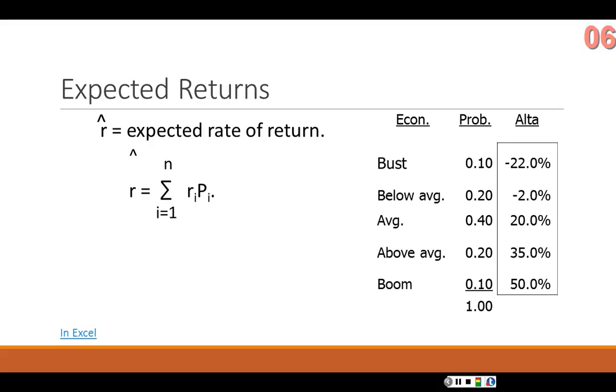So we can calculate expected returns, what we think an investment will return to us. And that's simply equal to the probability of an event occurring multiplied by the return in that state of the economy. And we add those up over time.